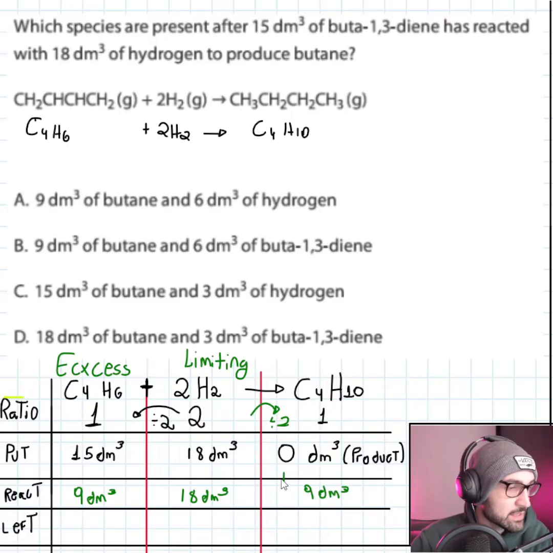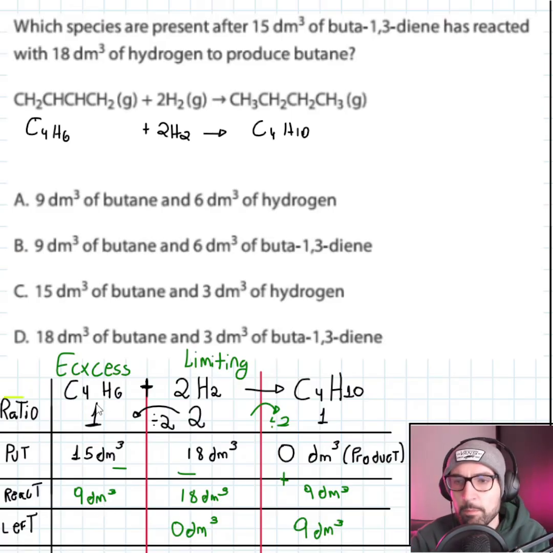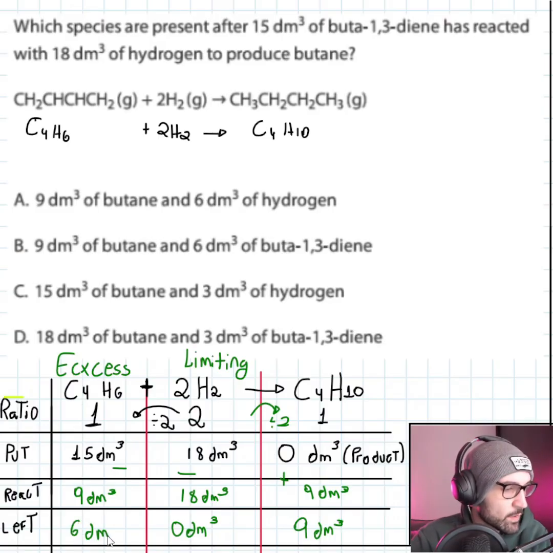So I add this column, I subtract this column, and I subtract this column because these are reactants and reactants get consumed. So all of my limiting reactant gets consumed. So at the end, I have 0 liters of hydrogen left. I have 9 liters of butane left. And I have 15 minus 9 liters of buta-1,3-diene left, which results to 15 minus 9 is equal to 6 liters. So at the end of the reaction, I have 6 liters left of buta-1,3-diene and 9 liters of butane.